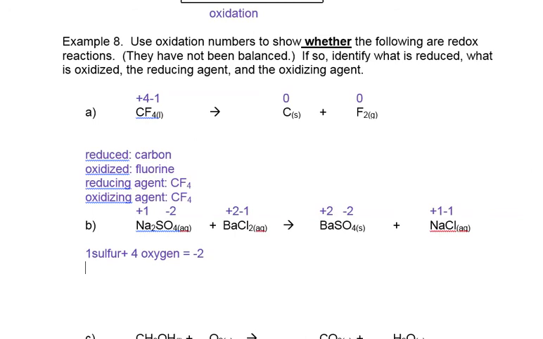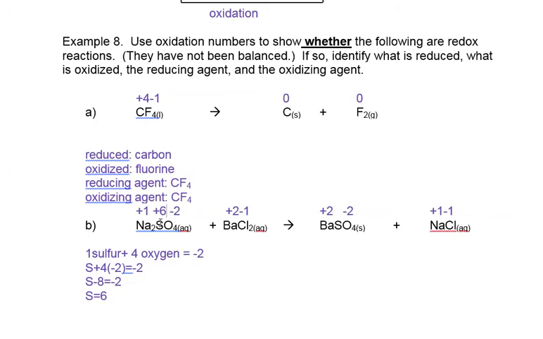So we don't know sulfur, so we're just going to say S plus 4 times our oxygen has to add up to -2. So sulfur -8 has to equal -2. We bring the 8 over, we get sulfur is 6. And it's in sulfate in both sides, so we've actually done the calculation for both sides. And again, we can double check those.